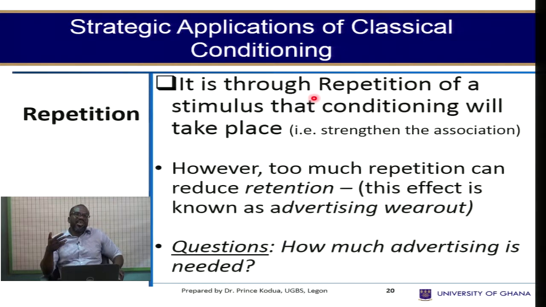That's how come sometimes marketers vary their marketing communication, though the communication objective may be the same. Because of advertising wear out, marketers may make what we call cosmetic variations to marketing communications, or may sometimes change the marketing communication strategy altogether. So repetition is a useful concept that we derive from classical conditioning.